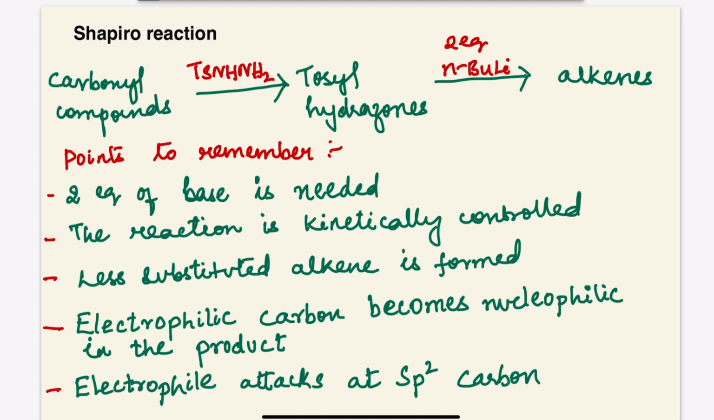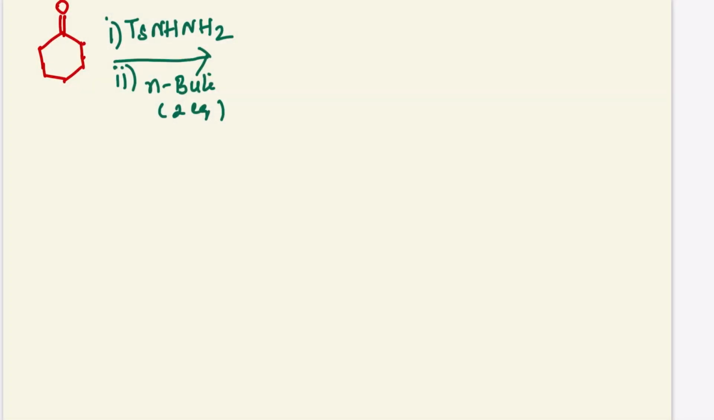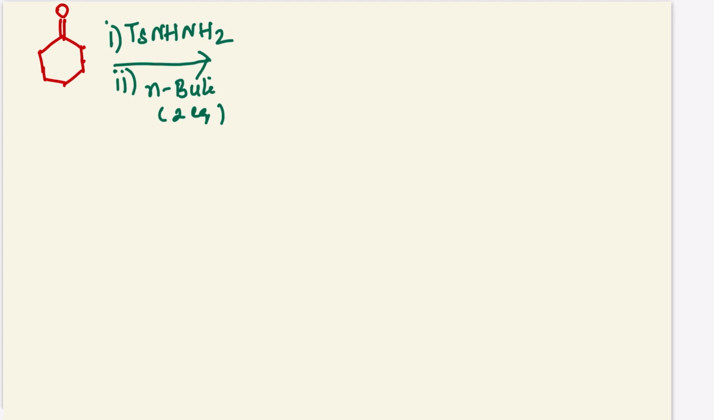So what are the key points to be remembered in this reaction? This reaction requires two equivalents, or a minimum of two equivalents, of a strong base like butyl lithium. The reaction is kinetically controlled and we get the less substituted alkene as the product. Most importantly, the electrophilic carbon becomes nucleophilic in the product, and the electrophile will attack at the sp2 carbon. Let us consider an example of a carbonyl compound.